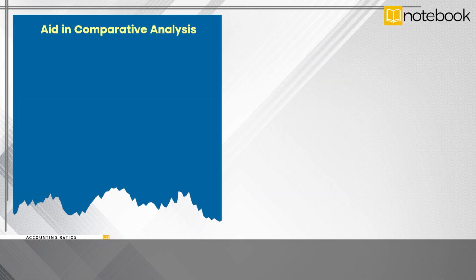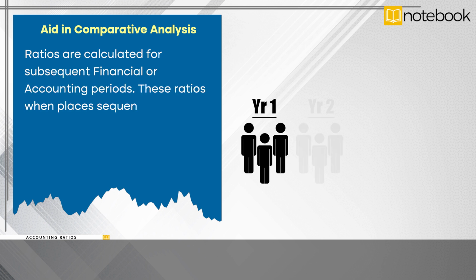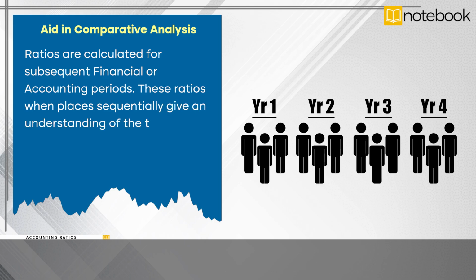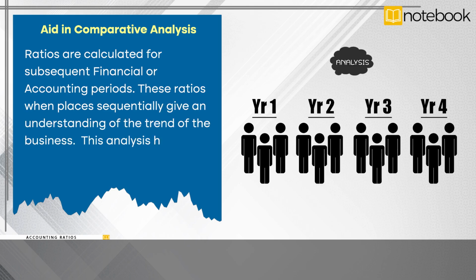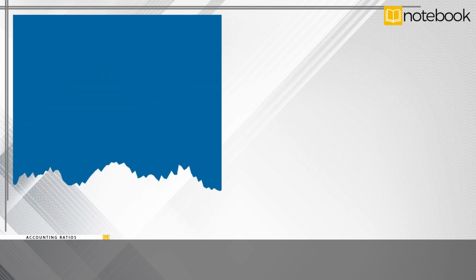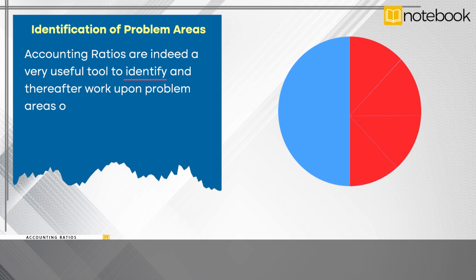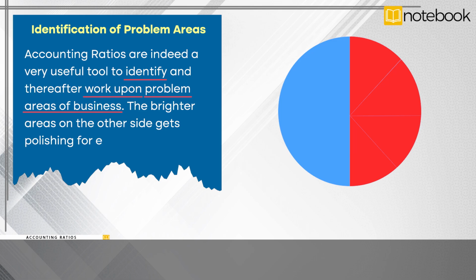Aid in comparative analysis. Ratios are calculated for subsequent financial or accounting periods. These ratios, when placed sequentially, give an understanding of the trend of the business. This analysis helps in making crucial business projections. Identification of problem areas. Accounting ratios are indeed a very useful tool to identify and thereafter work upon problem areas of business. The brighter areas on the other side get polishing for even better results.